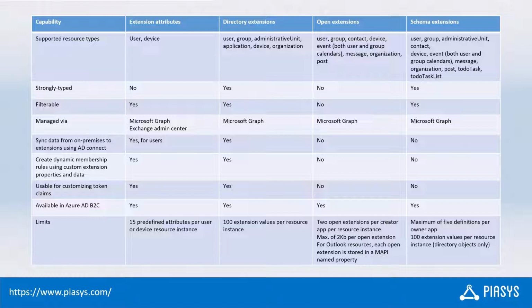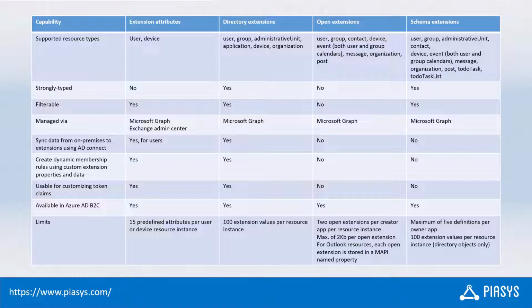If you want to consider synchronizing data from on-premises, well, using Azure AD Connect, you can synchronize data for extension attributes and directory extensions, while you can't do that for the open extensions and for the schema extensions. If you want to create dynamic membership rules for groups in your Active Directory, you can rely on extension attributes and directory extensions, and you cannot rely on open and schema extensions.